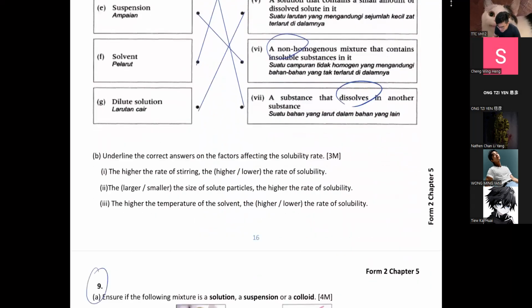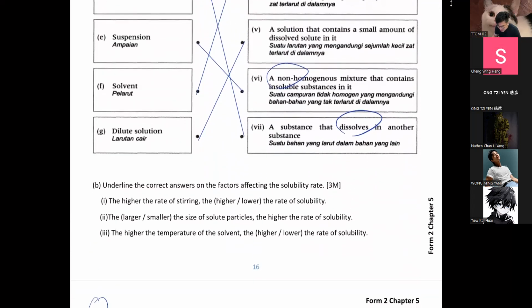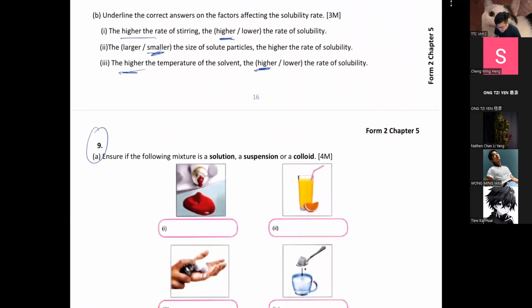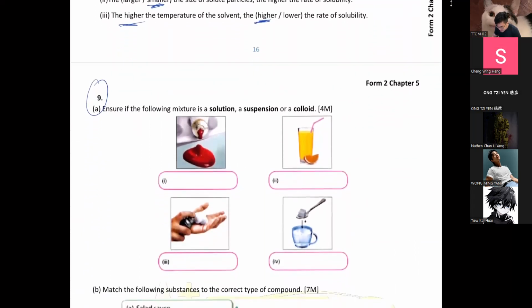Okay, cool. So B, the higher the stirring, I stir faster, the higher the solubility. The smaller the size, the higher the solubility. The higher the temperature, the higher the solubility. So easy. So number 9.